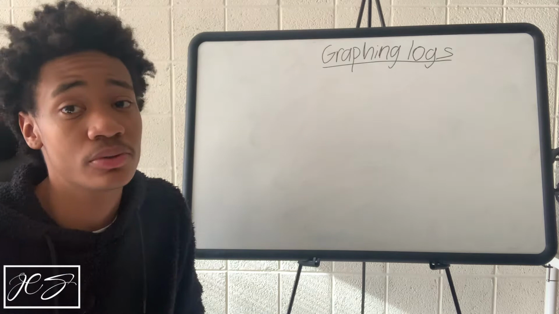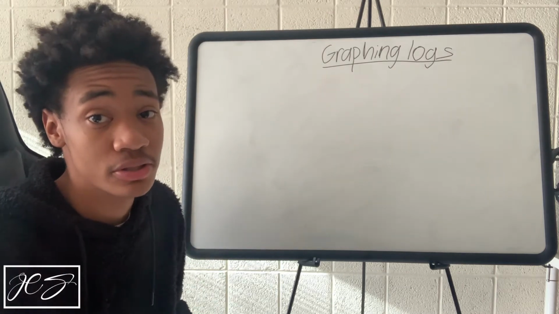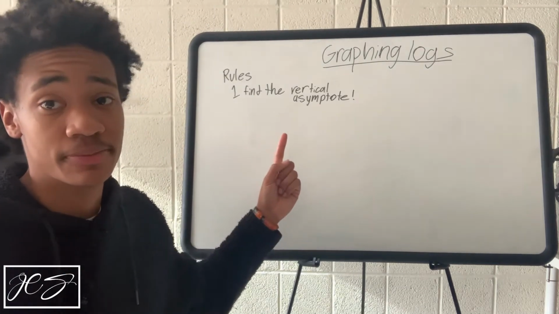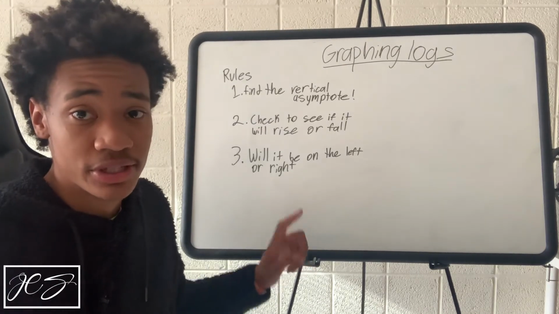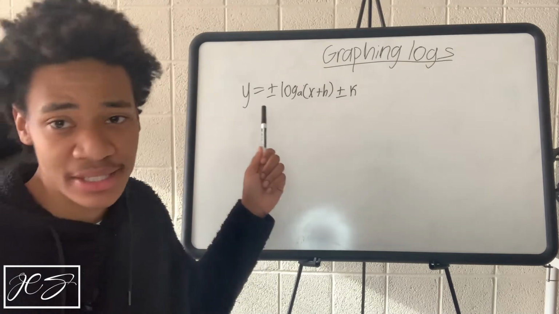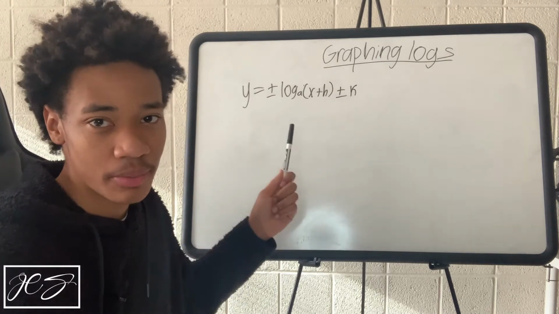Alright, so there's going to be 3 rules to graphing logarithms. The first rule is find the vertical asymptote. The second rule is to see if it'll rise or fall. And the third rule is to check to see if it'll be on the left or the right. This is kind of like a gist of how the problems are going to be set up.